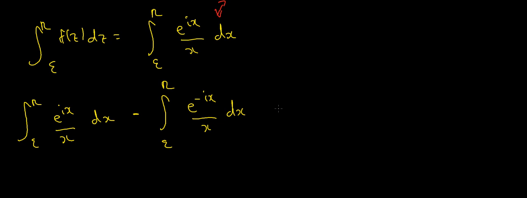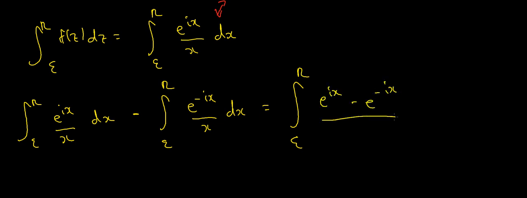And if I combine those two fractions together into one single integrand, that's going to give me the integral from epsilon to r of e to the ix minus e to the negative ix divided by x dx. And now this integrand might be looking a bit more familiar.